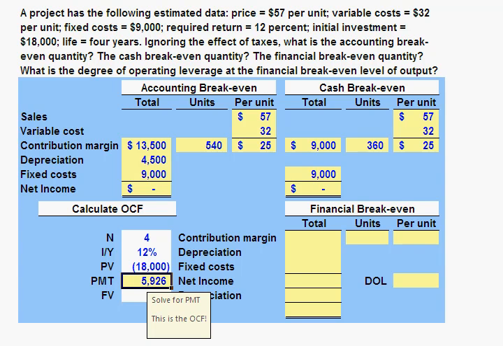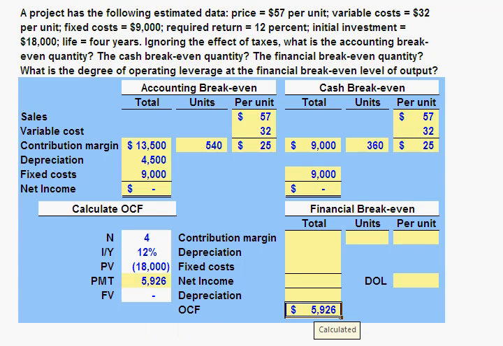Let's go ahead and calculate our financial break-even point. We need $5,926 as our operating cash flow, and to get our operating cash flow we take net income and add back depreciation expense. Recall, depreciation expense was $4,500. This means we need to generate a net income of at least $1,426 on our project. This is our operating cash flow minus the depreciation expense.